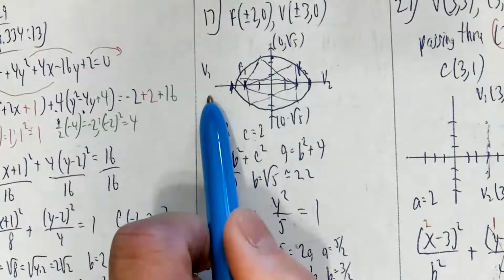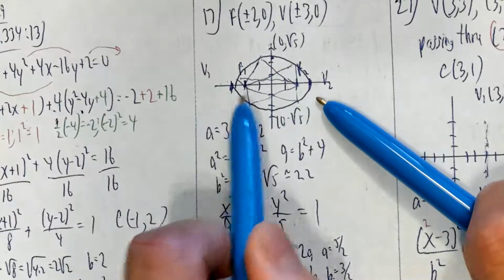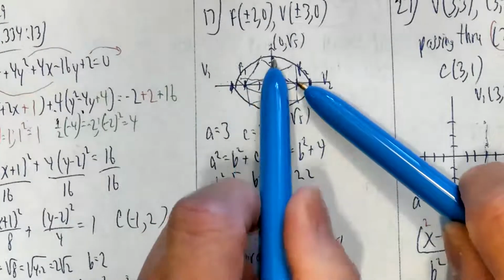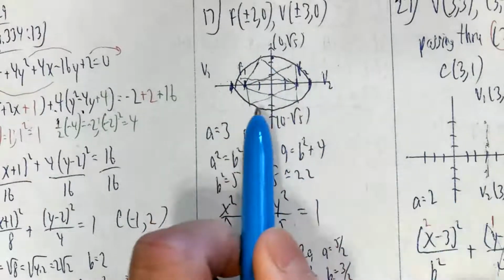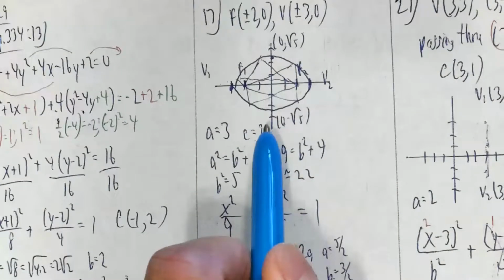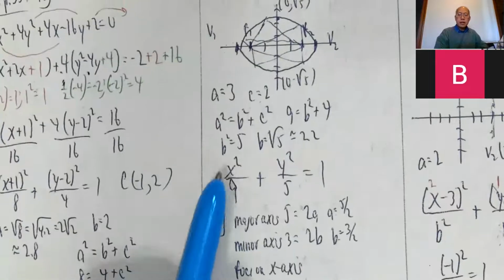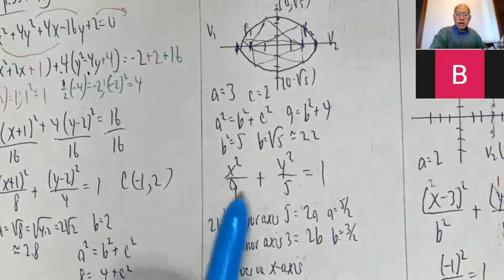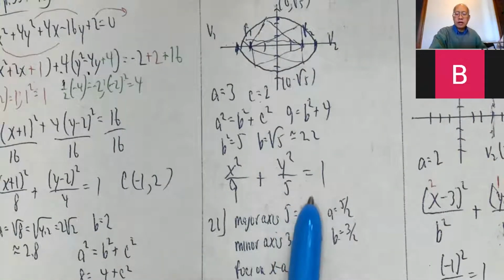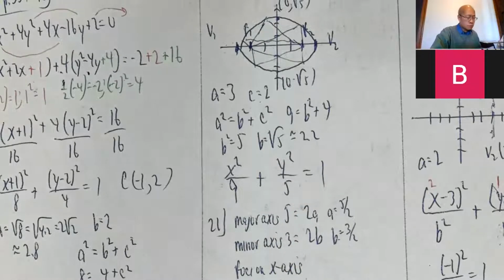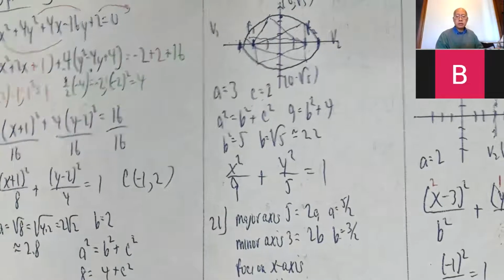So vertex 1, vertex 2, focus 1, focus 2. These are just the endpoints of the minor axis. There's no special name given to them, so just leave it. So my equation becomes x squared over 9 plus y squared over 5 equals 1. Okay. All right, then slightly harder problems.